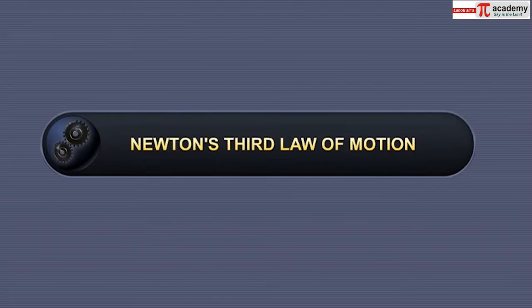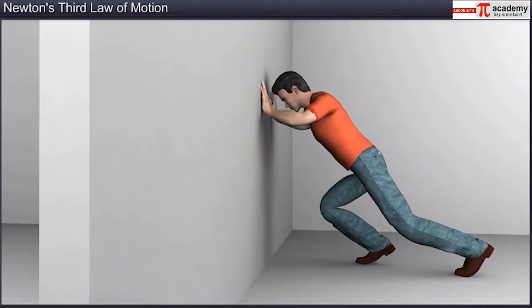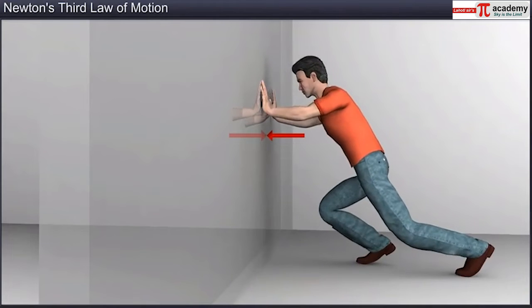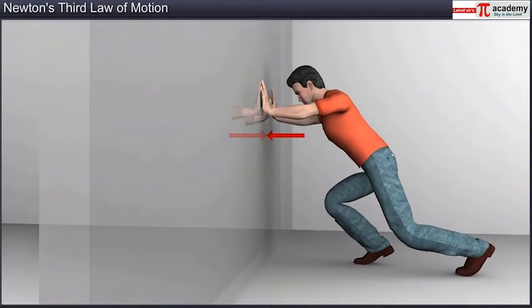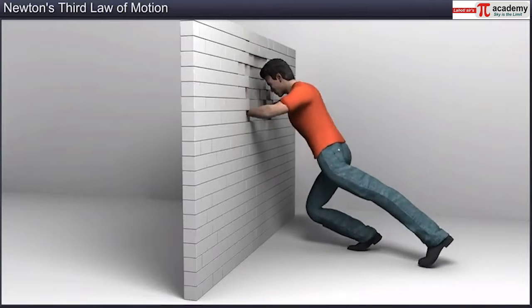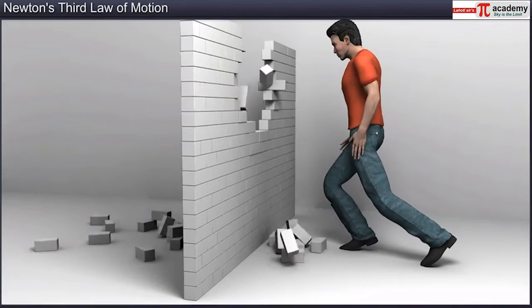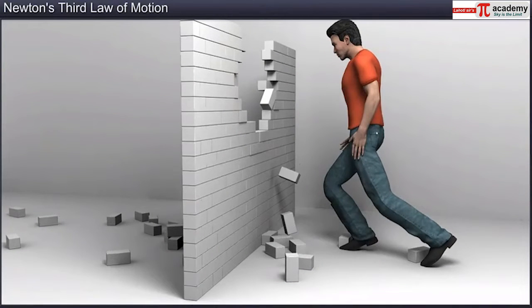In this module, you will learn about Newton's third law of motion. When a man applies a force on a wall, the wall offers an equal and opposite force. And the outcome of this interaction is that both the man and the wall are at rest. If the force applied is huge, deformation can happen in the wall and it may fall down.